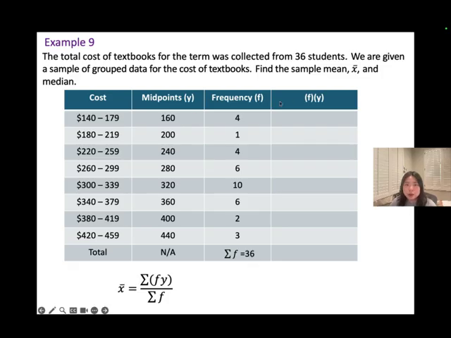Now, we're going to do it one by one. Midpoints times the frequency. Okay, do the same thing, 200 times 1, which is going to be equal to 200. Try to compute this part here. Okay, and then add it all up. Find out the summation of f times y.